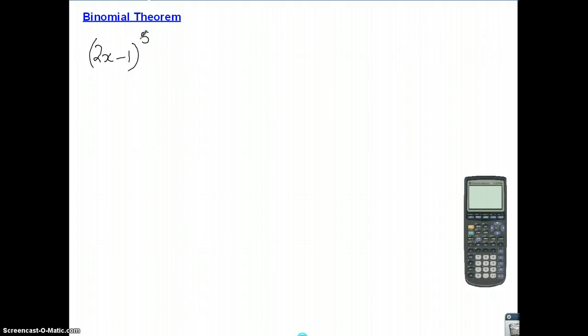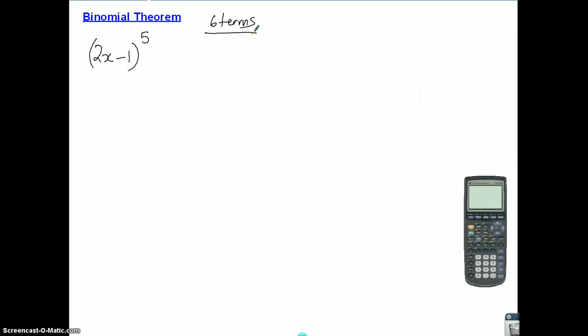So the first thing I ask myself is, how many terms are we going to have? Well, since we know that the a term here goes from 5 down to 0, and the b term goes from 0 up to 5, that gives 6 terms. From 0 to 5 is 6 terms. So we know there's 6 terms in this particular situation.